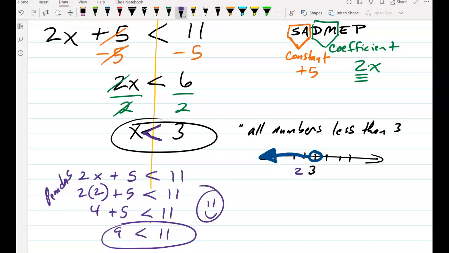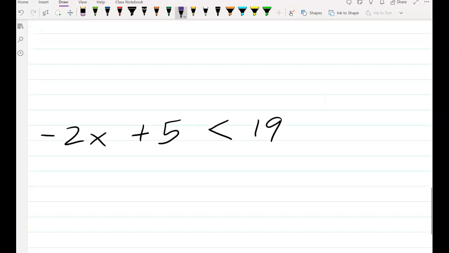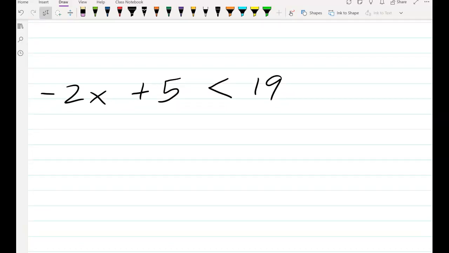How fantastic is that? Well, let's take a look at another one for practice. All right, it's down here. There it is. Okay, we've got negative 2x plus 5 is less than 19.